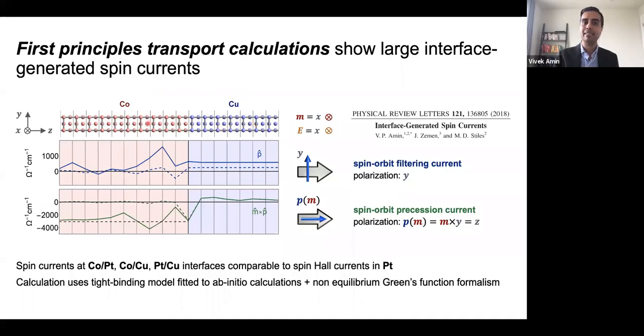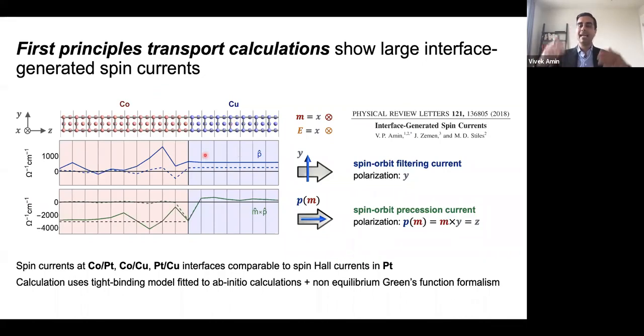The out of plane direction is now horizontal. We have this ferromagnetic layer here, which is cobalt, and this non-magnetic layer here, which is copper. The electric field is along the interface plane. In this case, it's pointing into the screen. And for these results, the magnetization happens to be in the screen as well.